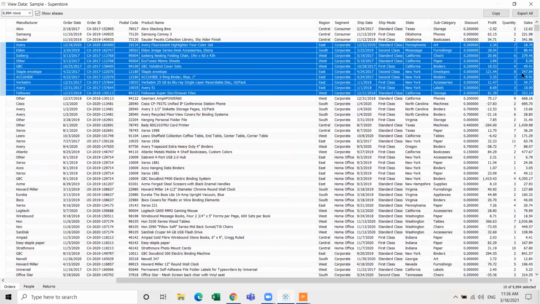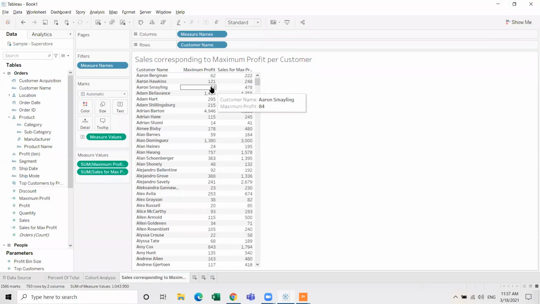And the sales corresponding to that transaction is 247.84, right? Sales corresponding to that transaction. Now, that is exactly what we obtained here. 121 was the highest profit coming from this customer at transaction level. And the sales corresponding to that particular transaction is 248. So this is how we obtain the sales corresponding to the maximum profit per customer with the help of the LOD expression, of course. Thank you.